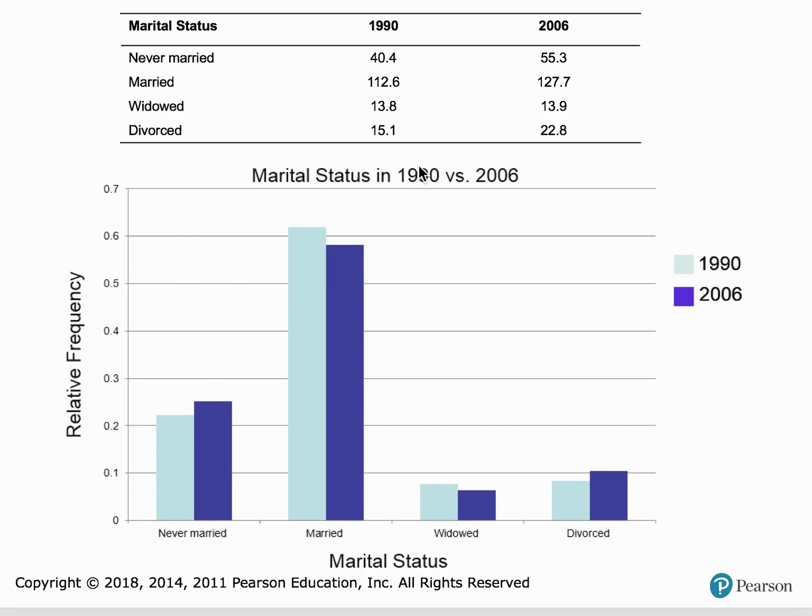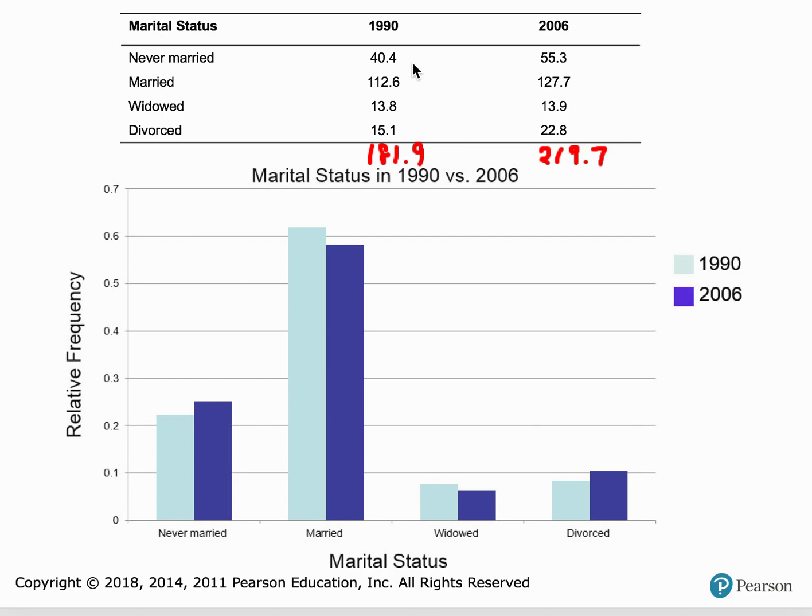So 40.4 plus 112.6 plus 13.8 plus 15.1 for a total of 181.9. Remember, that's in millions. And over here we've got 55.3 plus 127.7 plus 13.9, very close, plus 22.8 for 219.7.